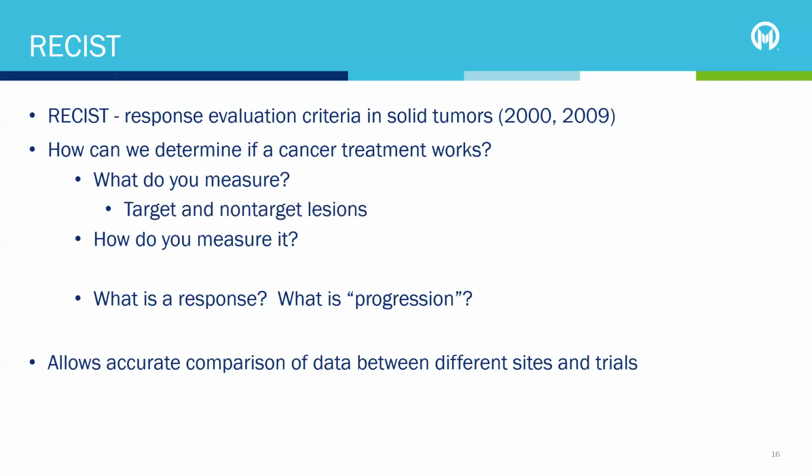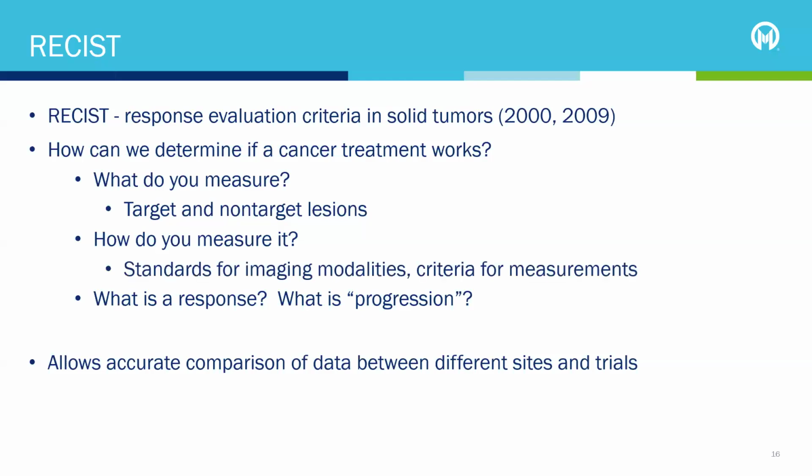So what do you measure? RECIST spelled out specific guidelines for what would be considered target and non-target lesions. And then how do you measure it? There are different standards for imaging modalities, when they should be used, how they should be used. There's very detailed criteria about how you add up the measurements, and how you address things like what if somebody misses a time point, or what if one study is done without contrast and one isn't. So very, very granular criteria for these measurements.